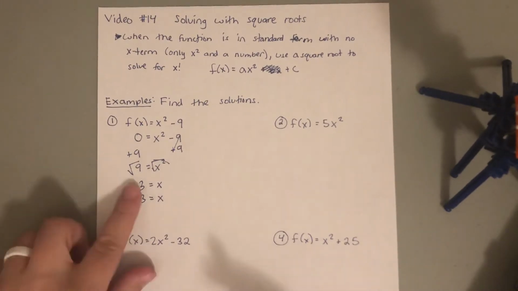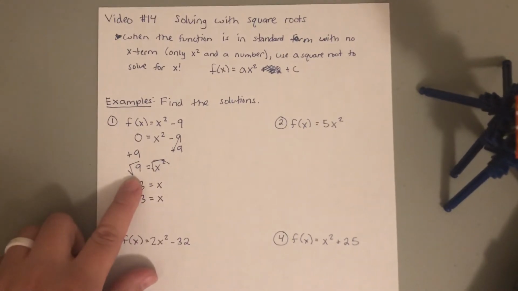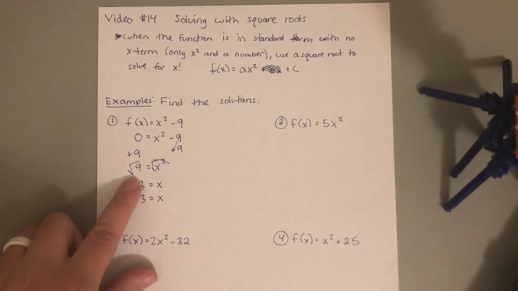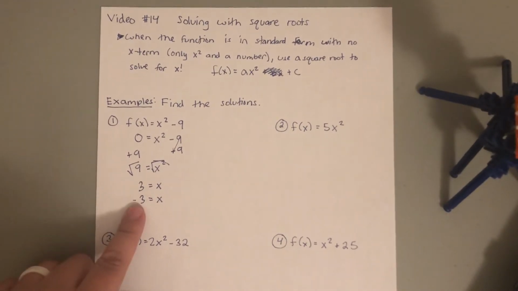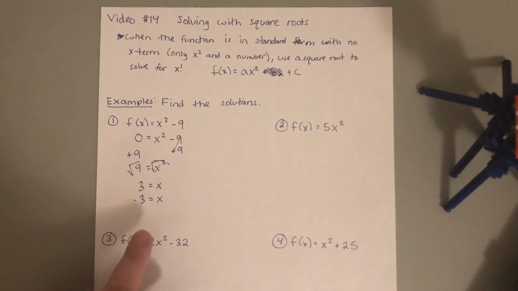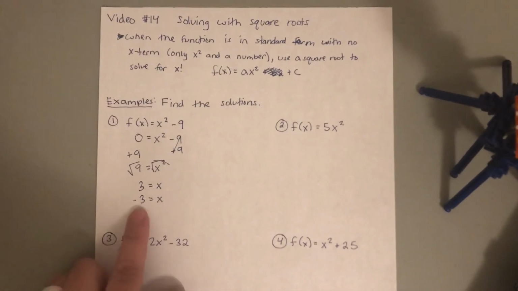Whenever you take the square root of a number, usually we just think about the positive square root. It's like the square root of 9 is 3, because 3 times 3 is 9. But we also need to think about the negative. The square root of 9 could also be negative 3, because negative 3 times negative 3 is also 9. This is really convenient for quadratic functions, because a lot of times quadratic functions have two solutions. This is where they come from.